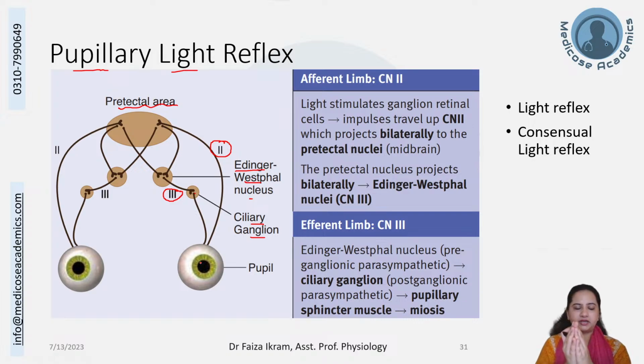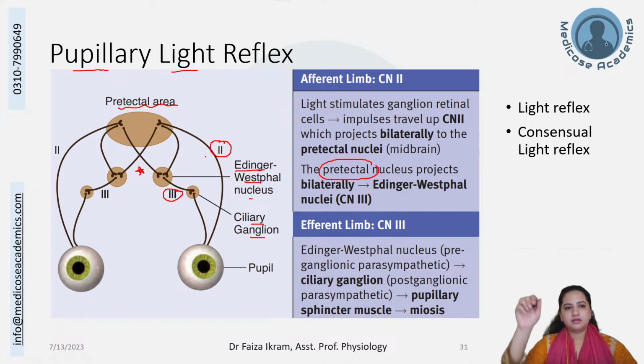The fibers from the optic nerve leave at the level of the optic tract, go to the pretectal nucleus, and from the pretectal nucleus they go to the Edinger-Westphal nucleus. One other important thing that you cannot miss here is that from the pretectal nucleus, the innervation is towards the Edinger-Westphal nucleus of both sides. Even if the light is thrown only into the right eye, the pretectal area will stimulate the Edinger-Westphal nucleus of both the right and left side.